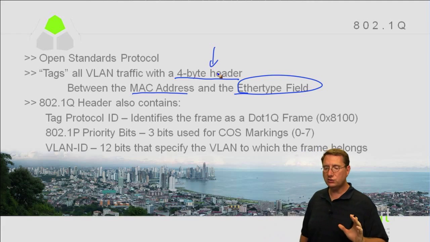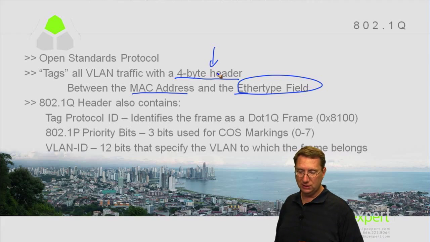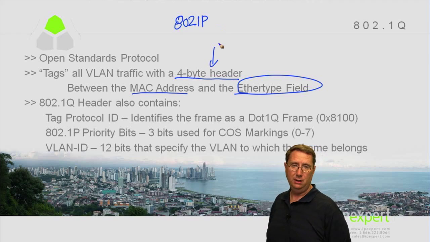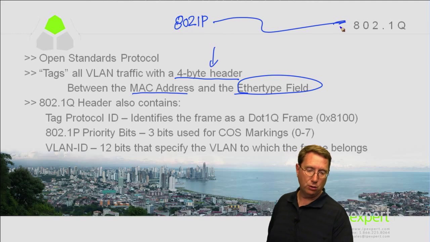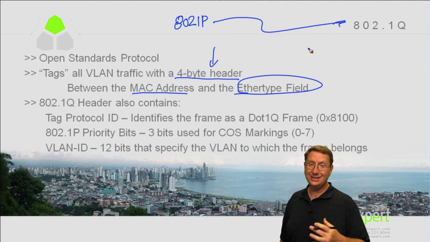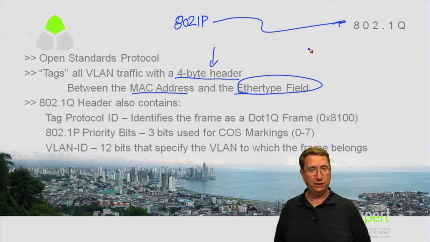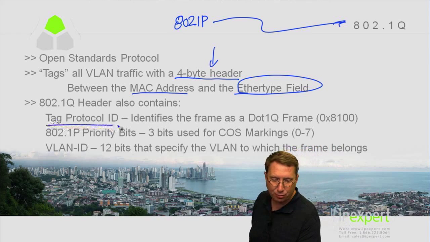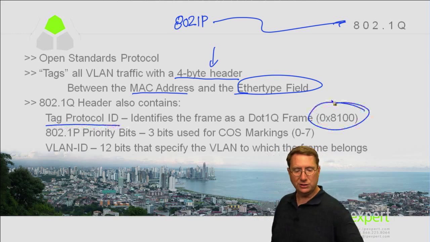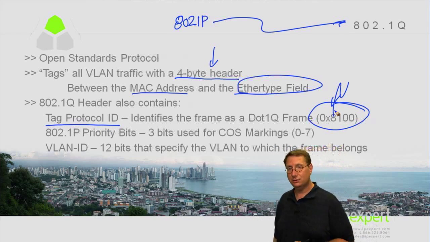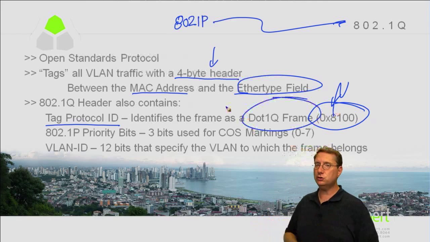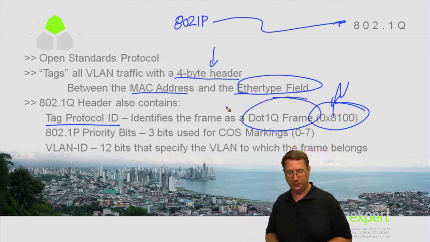Now, this is actually made possible through a process that really was referred to as 802.1P. 802.1P, an industry standards protocol, gave us the 802.1Q tag. Inside the context of that header, we can see that there's some other information. For instance, we have the tag protocol ID. The tag protocol ID is going to list an ether type of 0x8100. The moment I see that, I know that I'm looking at a .1Q frame. And our sniffers are going to reveal that when we look at our Wireshark configuration.